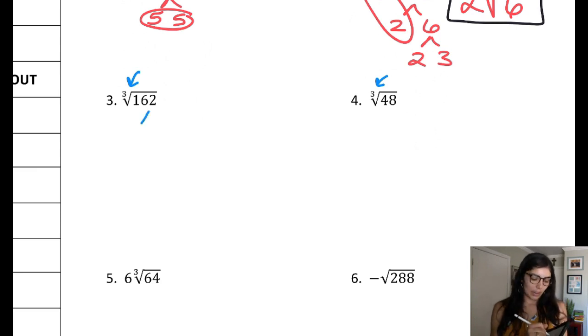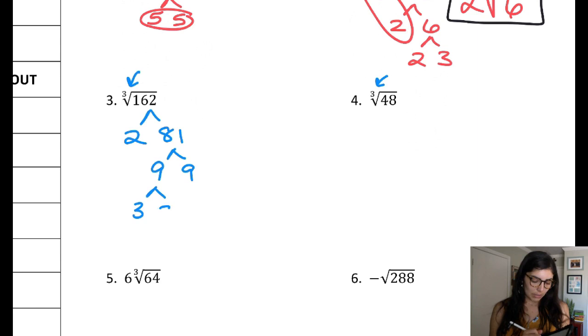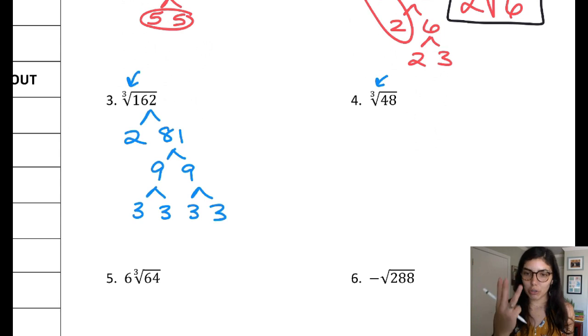162 will break down into 2 times 81. 81, well, that's 9 times 9. And then 9 is 3 times 3. And 9 is 3 times 3. All of those numbers at the ends of the branches are as simple as I can get them. I'm looking for trios.